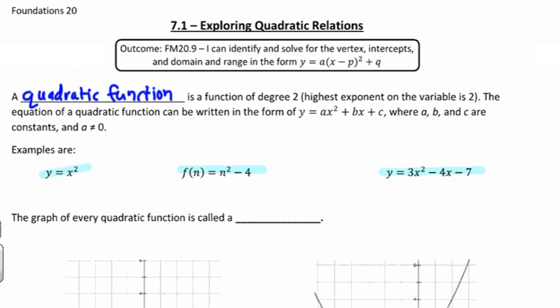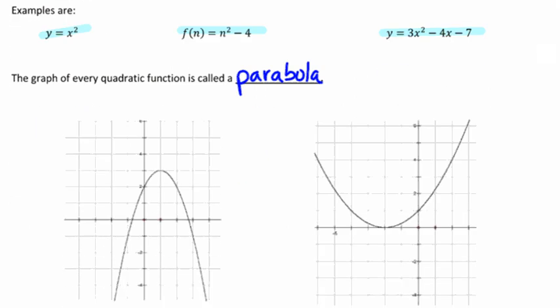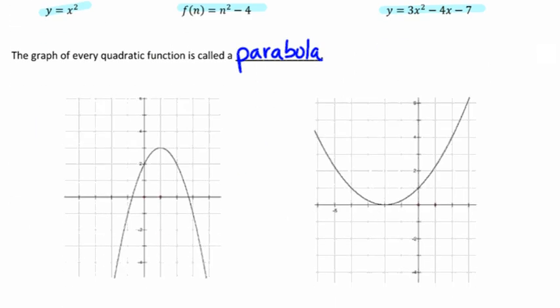The graph of every quadratic function is called a parabola. And a few examples of what that might look like is below here. So these are some pictures of what parabolas would look like, and I'm going to label some important parts that we're going to talk about throughout the rest of this section.